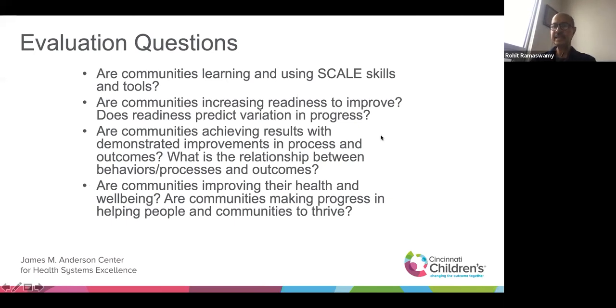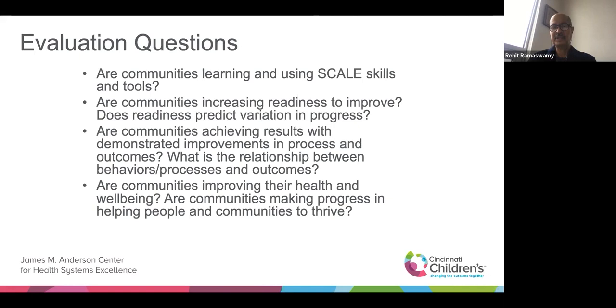And as you can see, the initial set of questions focused both on process and on outcomes. So the first couple of questions are really process questions. Are they learning and using the SCALE skills and tools? Are they increasing their readiness to improve? Are some of the kinds of things related to better behavior, better understanding of how to change, how to transform systems within communities?